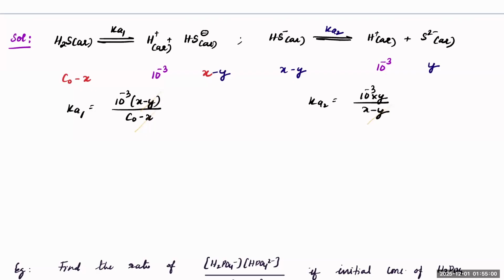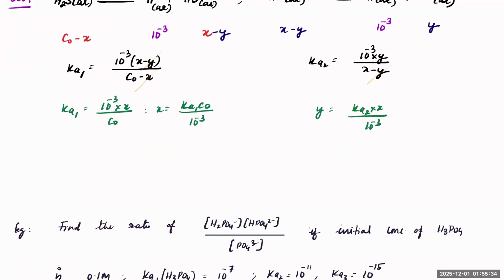So you can see Ka1 is equal to 10 raised to power of minus 3 into x divided by C naught. So x is equal to Ka1 into C naught divided by 10 raised to power of minus 3. This is the value of x. And K2 here, if you notice the y value, y is equal to K2 into x divided by 10 raised to power of minus 3. This will be the value for y.